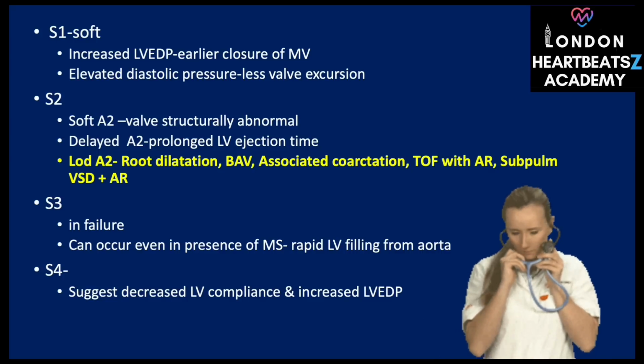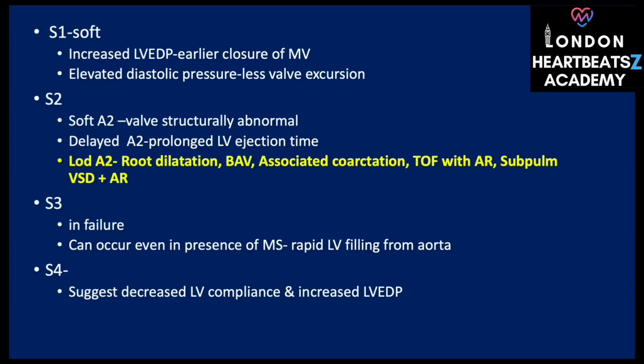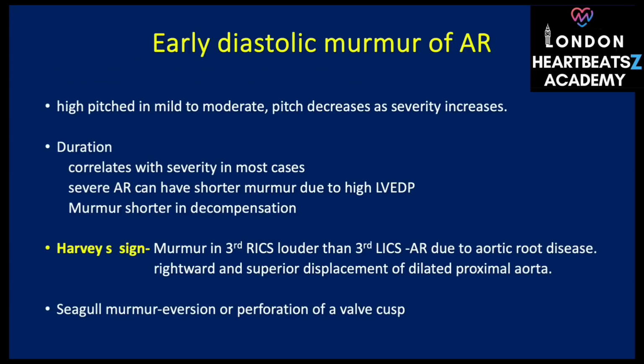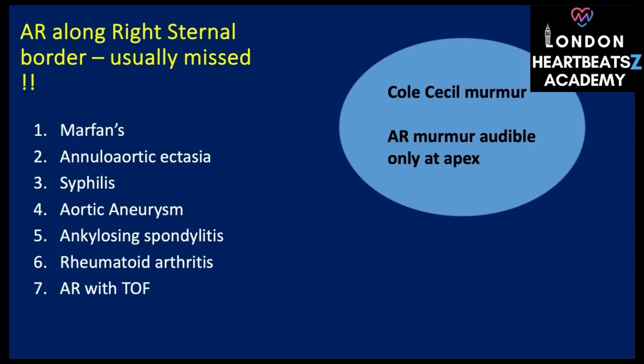the right sternal border. Now, I remember reading about the Austin Flint murmur. Ah, yes. The Austin Flint murmur is interesting. It's a low-pitched, rumbling diastolic murmur heard at the apex of the heart. But it sounds like the murmur of mitral stenosis. So confusing. It can be. Why does that happen? Well, we think it's caused by that leaking blood from the aortic valve hitting the anterior mitral valve leaflet, creating a sort of functional mitral stenosis. So it's creating a blockage. That's a great way to think about it. And the presence of an Austin Flint murmur usually means the aortic regurgitation is severe.